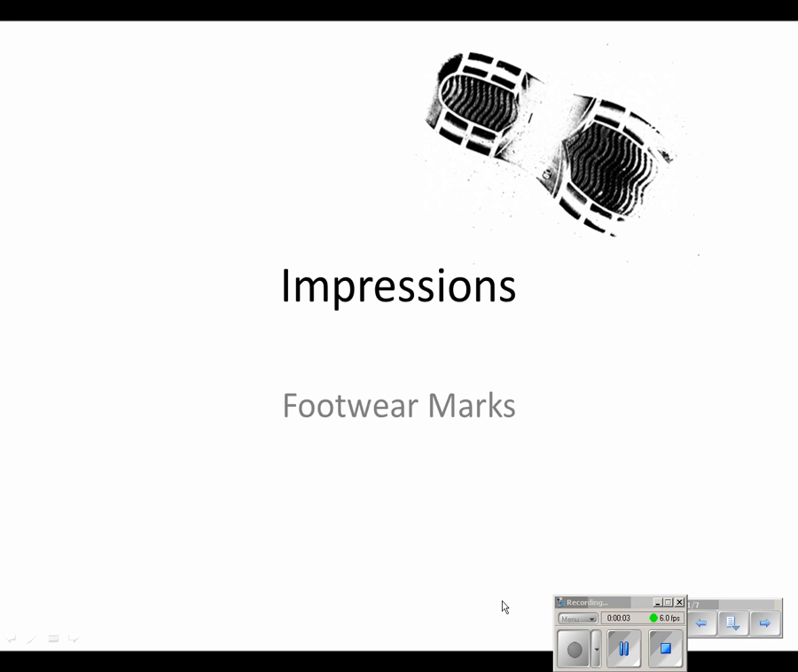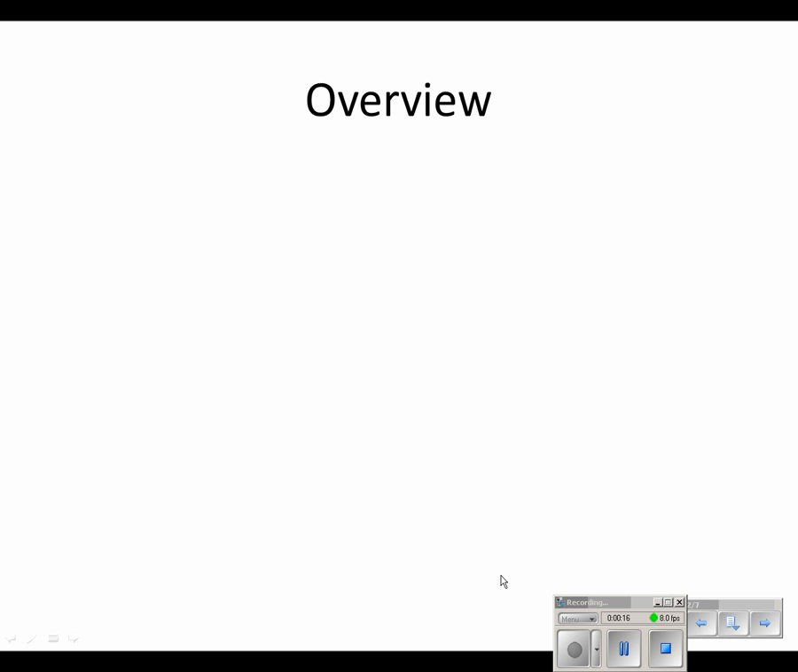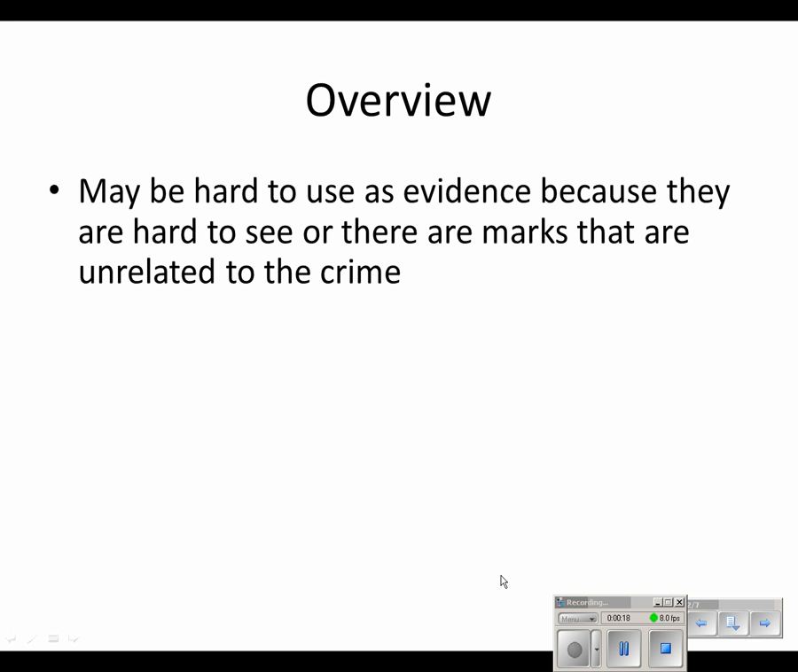This lecture is going to talk about footwear marks, in particular when we're talking about impression evidence, because impressions can include fingerprints, tire marks, dental impressions, but this one we'll just focus on footwear. So the overview. Footwear evidence actually may be hard to use as evidence because footwear marks can be hard to see, or they're in an area where there's lots of footprints and they can actually be unrelated to the crime because somebody passed through, left a mark, so that has to be deciphered.